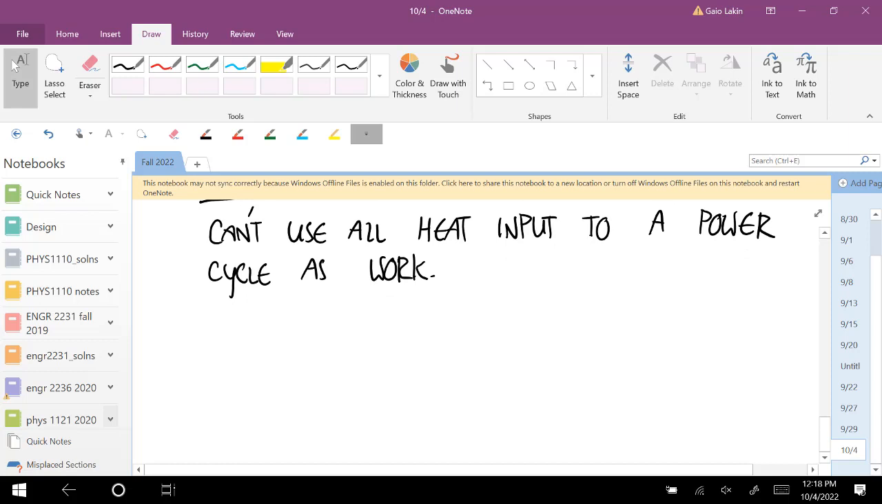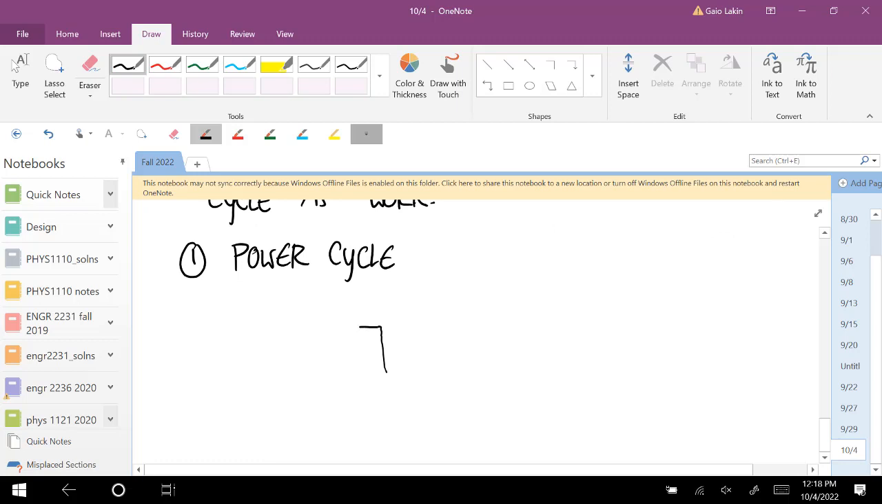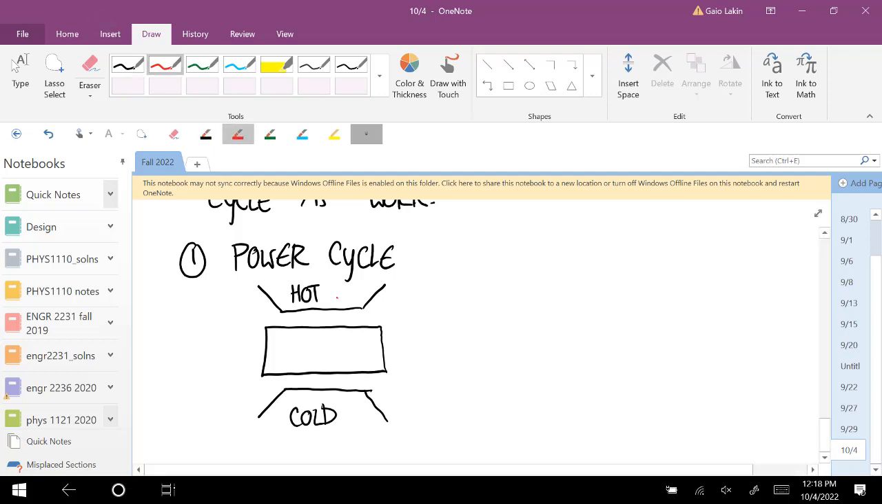So because in a power cycle, you know that you have to have energy lost in the exhaust, a power cycle has to look like this. Here's your system. And here's your hot reservoir. Here's your cold reservoir. And heat comes in to the system from the hot reservoir. I'll call that QH. And heat leaves into the cold reservoir. I'll call that QC. And then energy leaves as work.